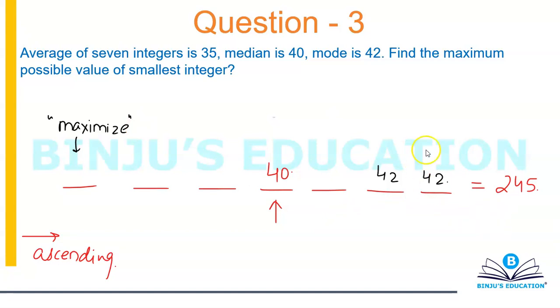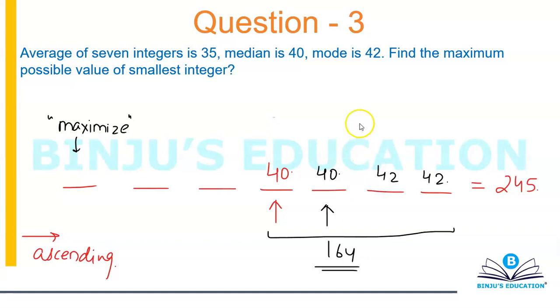I will not take this case, and I'll take the case when the two 42s come at the last and second last positions, which means at the third last position you can have 40. You cannot have a number lesser than 40 at the third last position. Don't take it to be 41, because you want to minimize all the numbers. Now let's add these numbers up. 40 is 80, 80, 160, 164. So the sum of these four numbers will be 164, and subtracting that from 245, you get a total of 81.